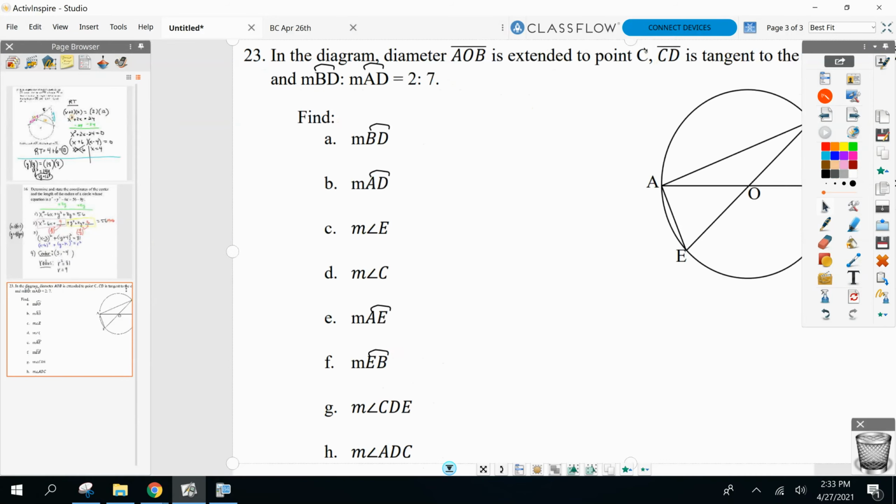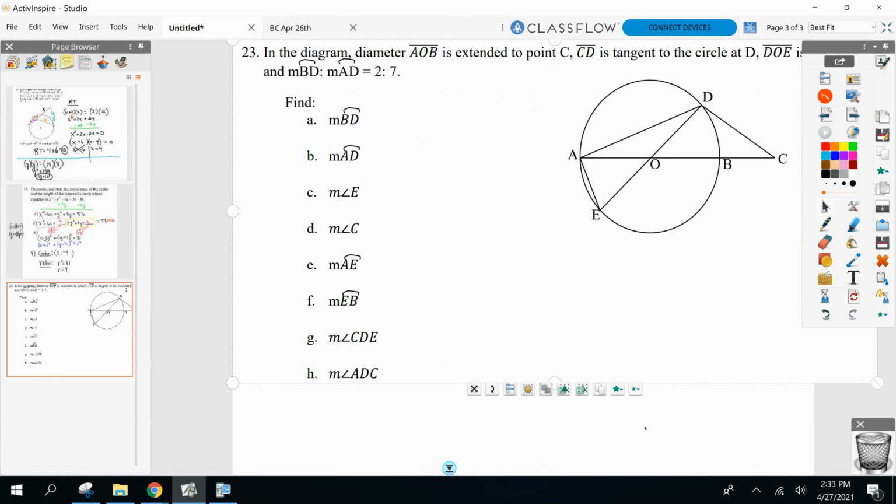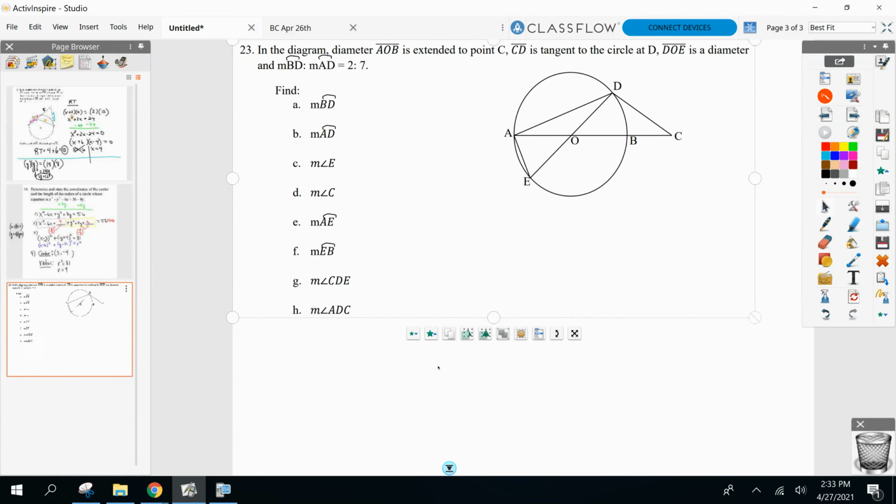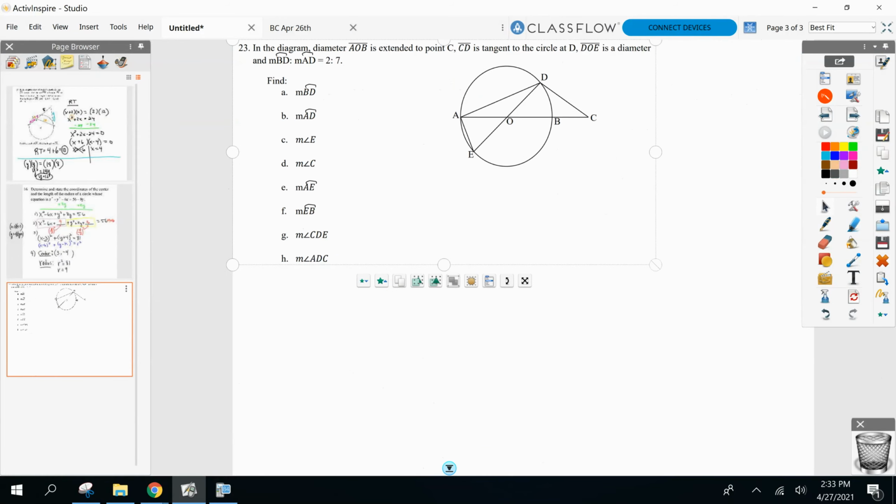Number 23 out of the packet, everybody. All right, I'm trusting you here. What's the measure of arc AD? AD is 140. DB, 40. EB, 140 again. And then 40 for AE? Yeah. Okay. So the last question here: what is ADC?